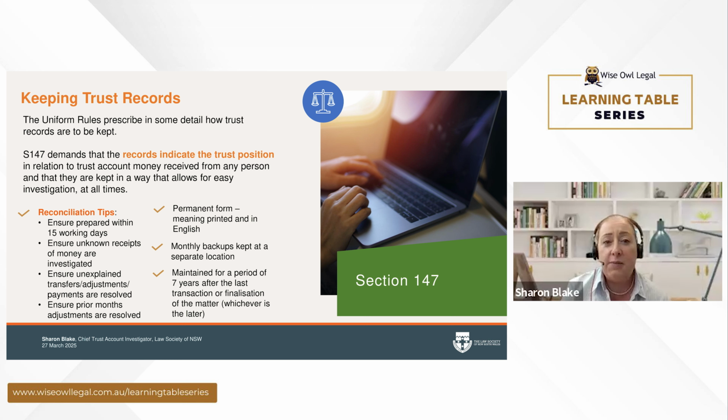Records must be maintained in a permanent form, which means capable of being printed and in English. Monthly backups should be maintained, and best practice is to ensure that they are kept at a separate location.